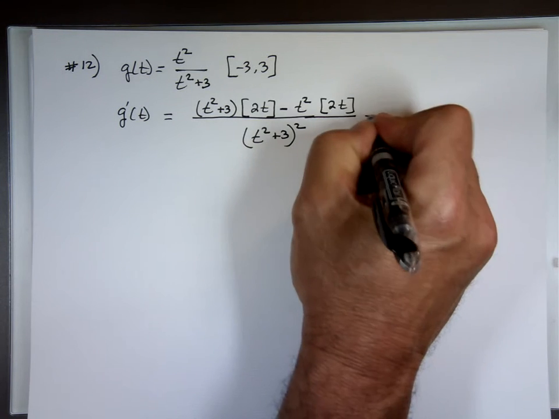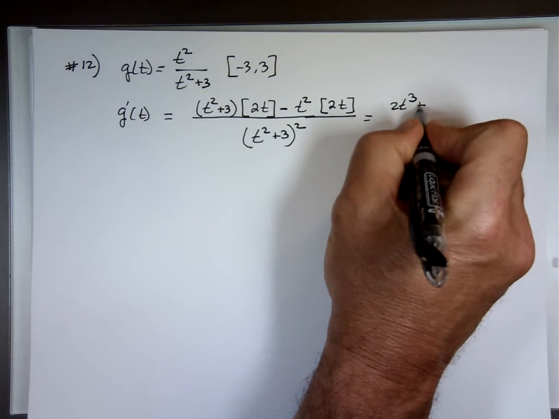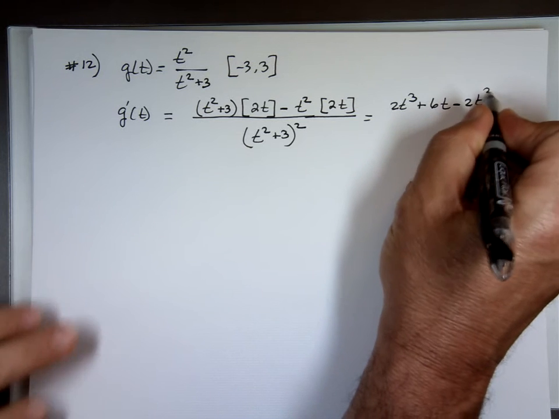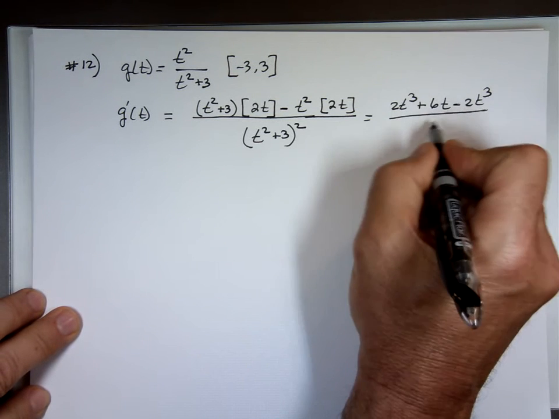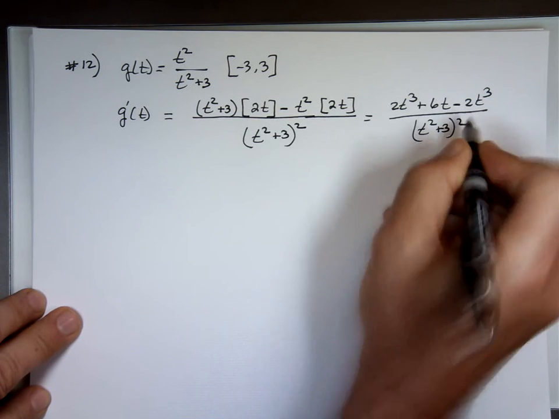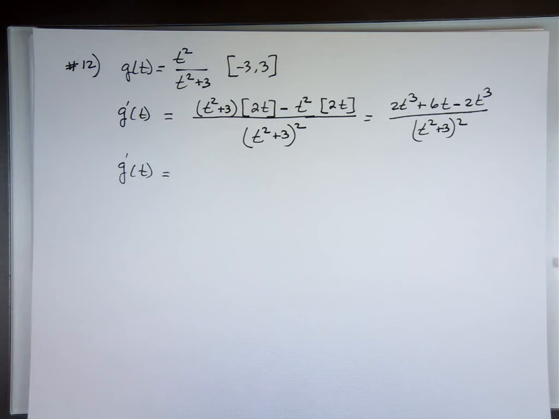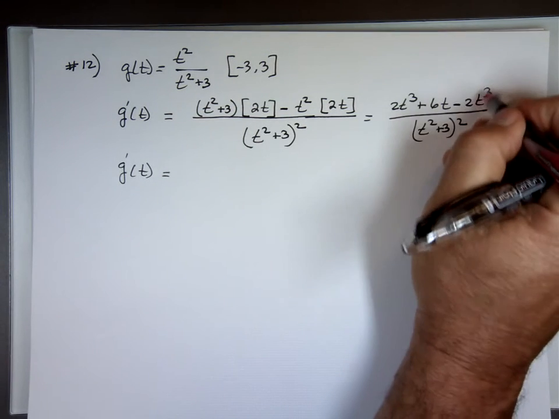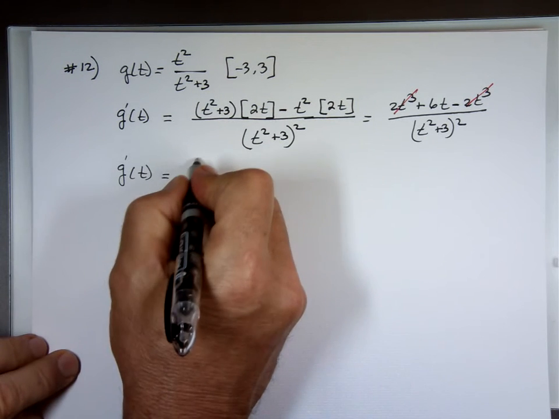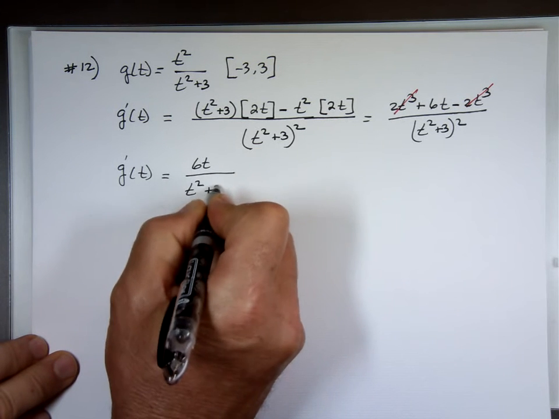If you clean that, 2t times t squared, 2t cubed, plus 6t minus 2t cubed over t squared plus 3 squared. So what is the derivative? These two will cancel each other out. Six t over t squared plus 3 squared.